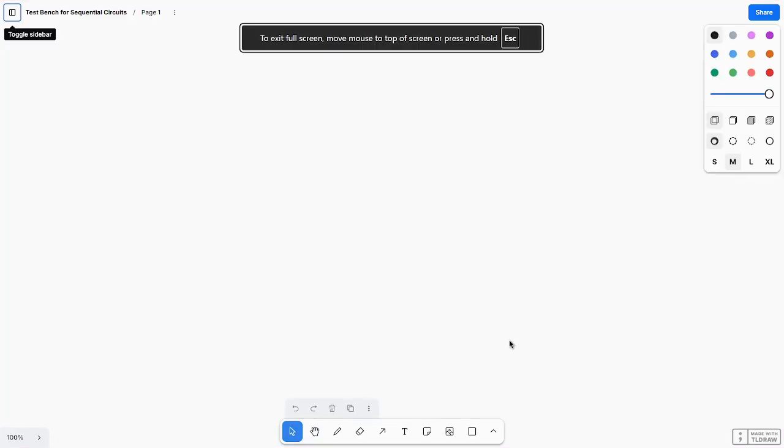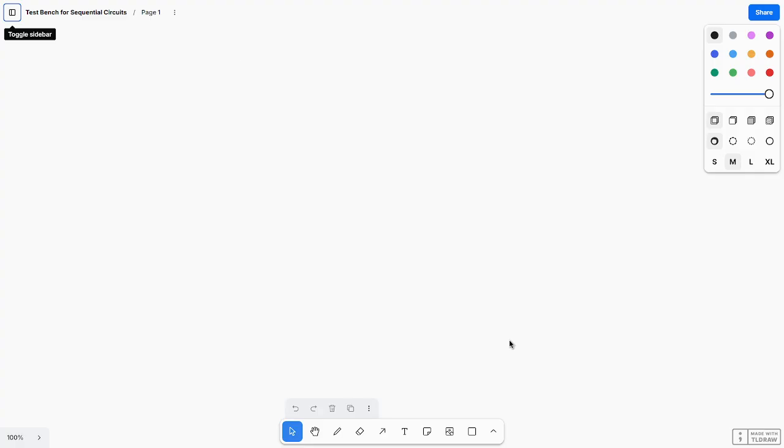Okay, so we'll start with the test bench for introduction to sequential circuits. First, an introduction to sequential circuits.